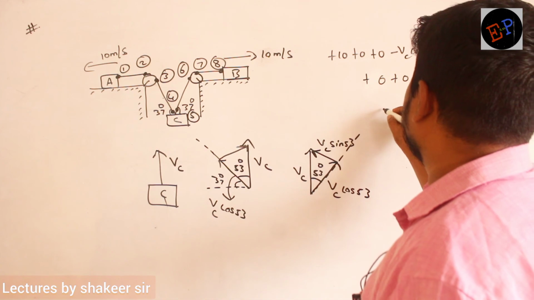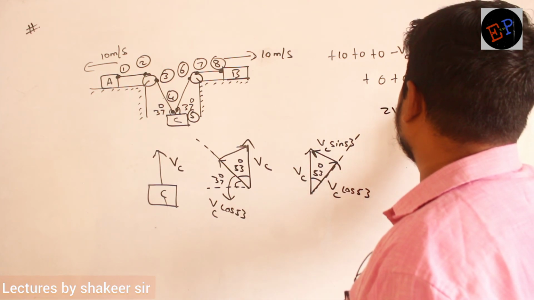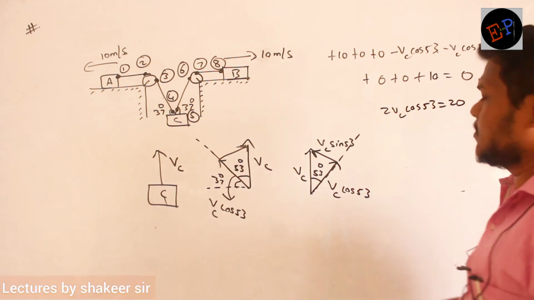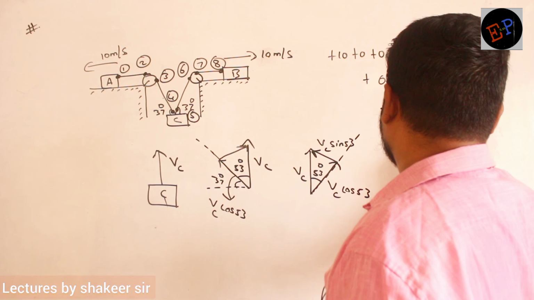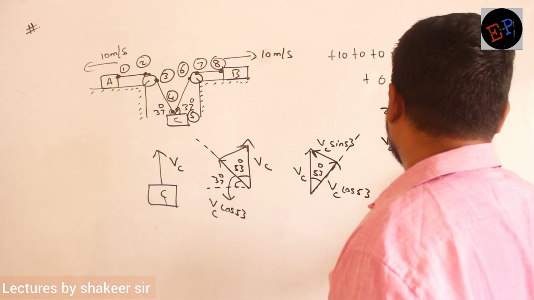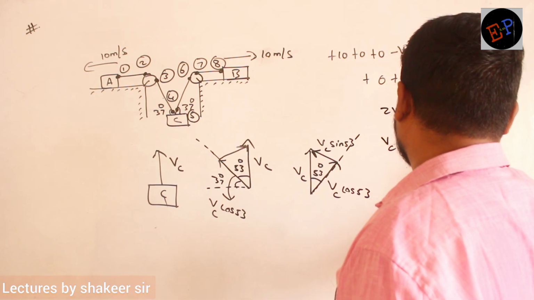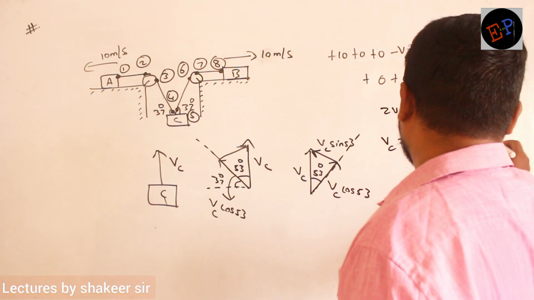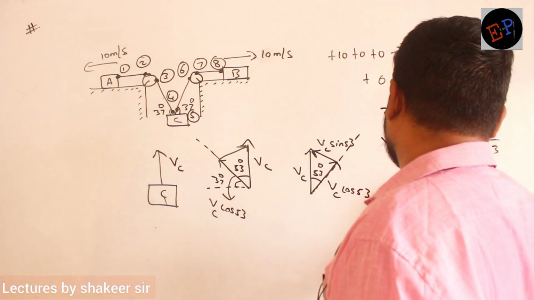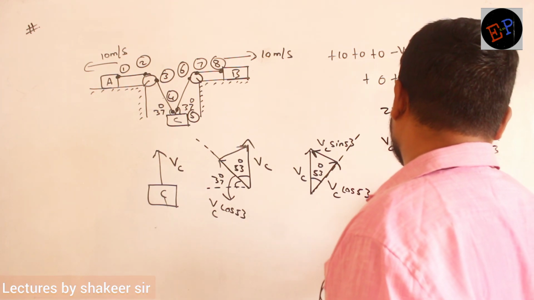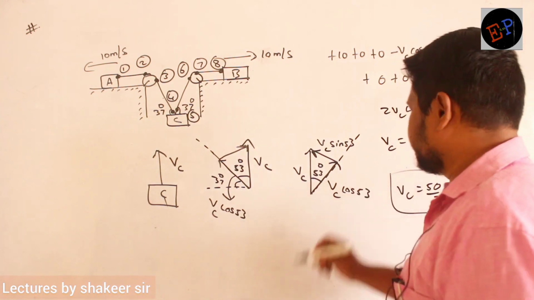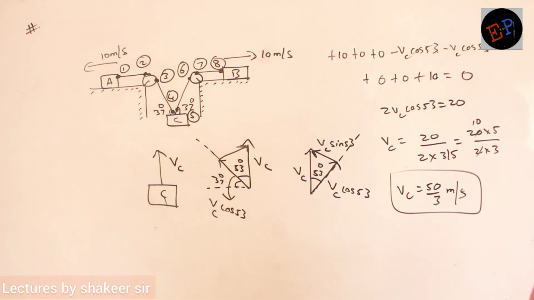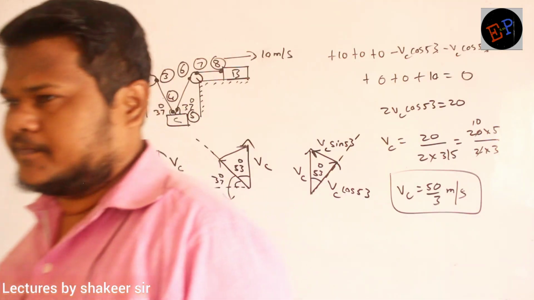So therefore 2 Vc cos 53 is equal to 20. Okay ma? So therefore Vc is equal to 20 divided by 2 into cos 53, whose value is 3 by 5. Clear ma? So 20 into 5 divided by 2 into 3. So Vc is equal to 50 by 3 meters per second. That is my answer. Whoever said this, this is the answer. So 50 by 3 meters per second. That's our answer. Fine. That's all.